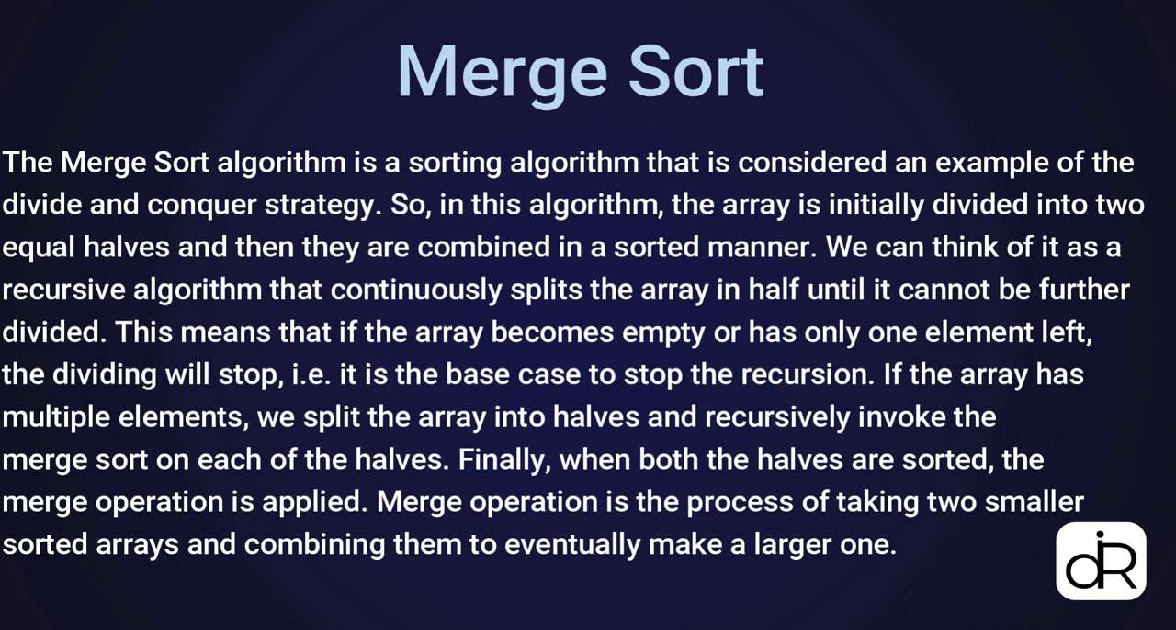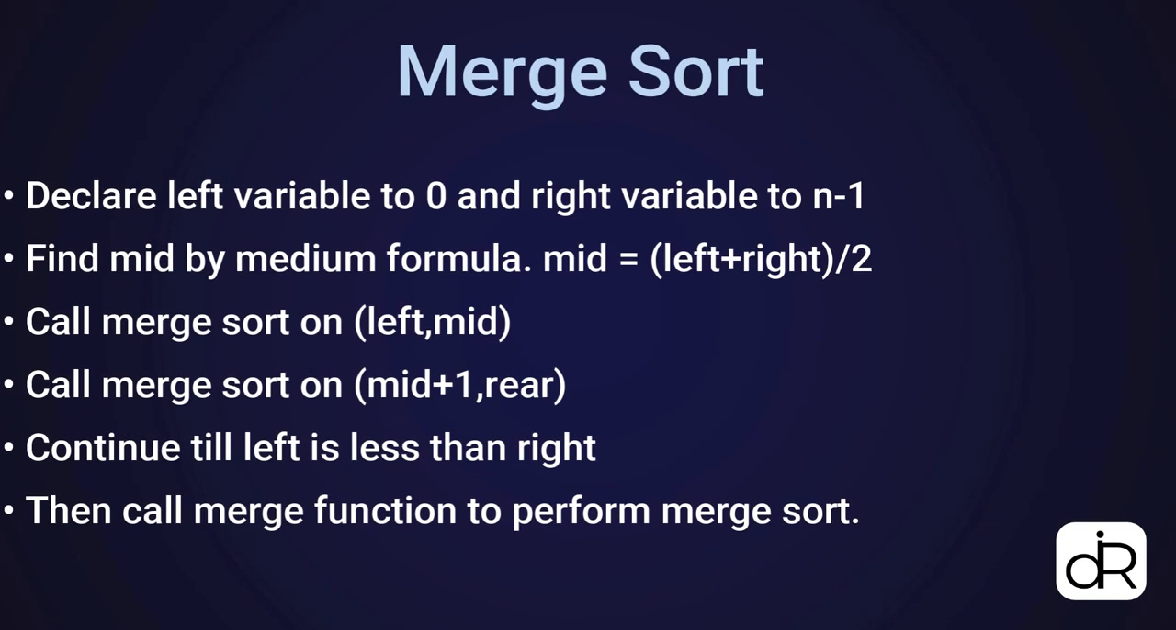If the array has multiple elements, we split the array into halves and recursively invoke the merge sort on each of the halves. Finally, when both the halves are sorted, the merge operation is applied. Merge operation is the process of taking two smaller sorted arrays and combining them to eventually make a large one. So I'll give you some basics of this before getting to the code.